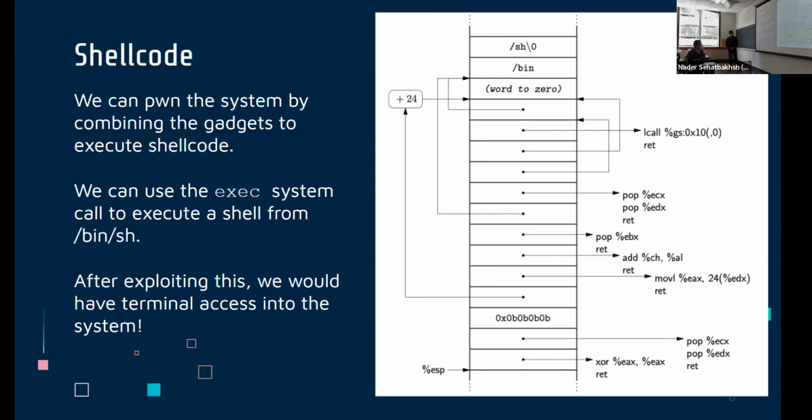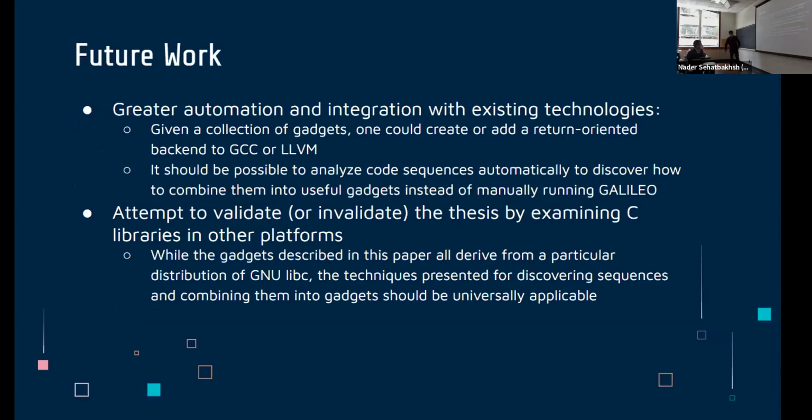Okay. So basically, now that we've discussed all that, here are potential areas for future work that the paper discussed. Well, the first area is greater automation and integration with existing technologies. Currently, the way it stands, we're manually running the Galileo algorithm. The paper mentioned that it should be possible to analyze these code sequences automatically and discover how to combine them into useful gadgets, instead of having to run through Galileo by hand.